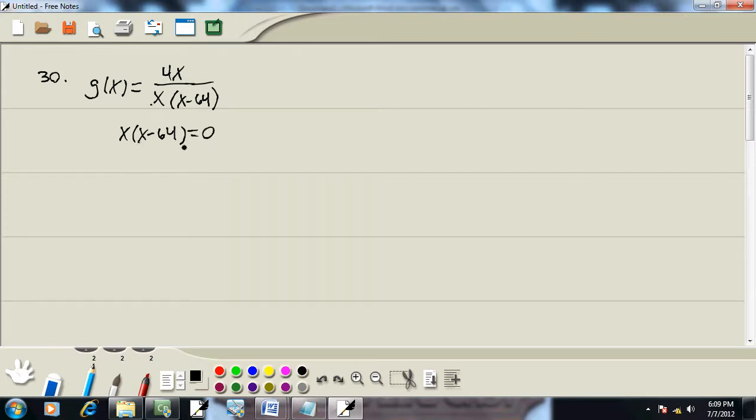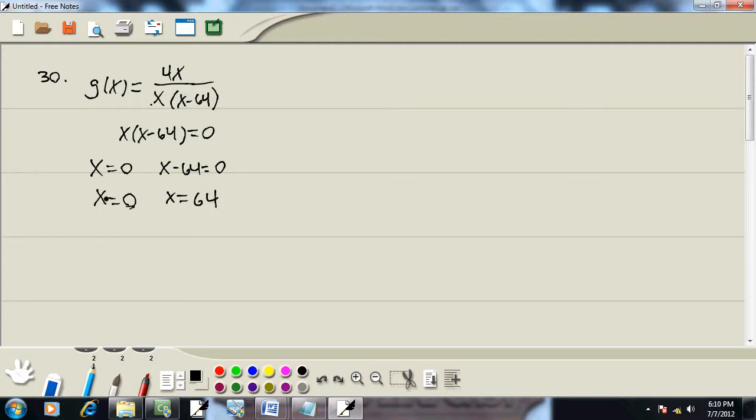Now, the zero factor property says if you get 0 on one side and you got the other side factored or written as a product, then you can set each factor equal to 0. So I'll set the x equal to 0 and the x minus 64 equal to 0. And then you solve each one of these. Well, this one's already solved. This one I just need to take negative 64 to the right side, it becomes a positive 64.